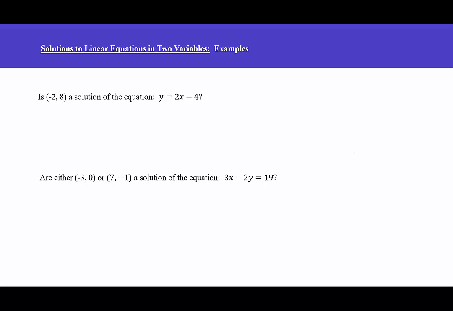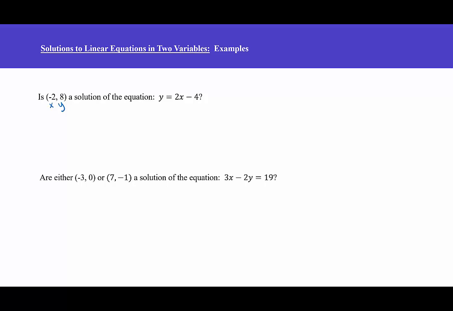So for our first two examples, we're looking to see in the first one if -2, 8 is a solution of the equation. This equation is written in that first form, the y equals mx plus b form. And what we do is replace x with -2 and y with 8. The ordered pairs are always of the form x, y, so we don't get to pick and choose which variable we plug into. x is the first one, y is the second one.